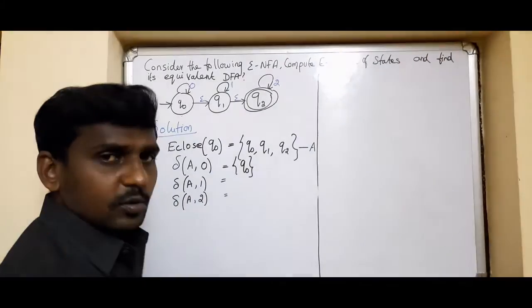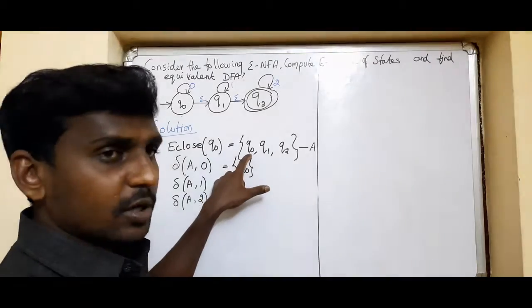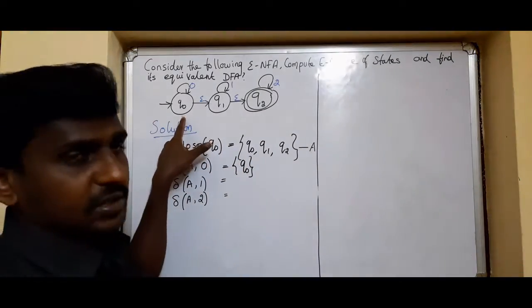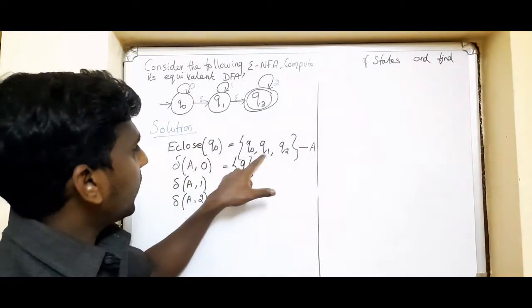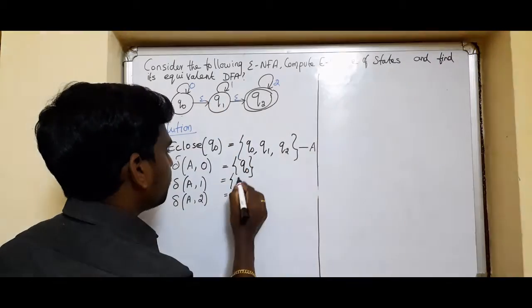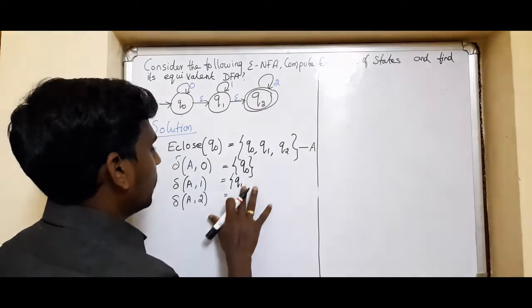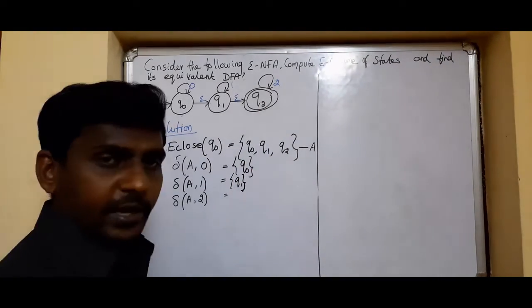Then A comma 1. What is A? Q0, Q1, Q2 is A. And A comma 1: Q0 comma 1, where does it go? There is no Q0 comma 1. Then I check Q1 comma 1. Yes, it goes to Q1. And Q2 comma 1, there is none. So this is Q1.